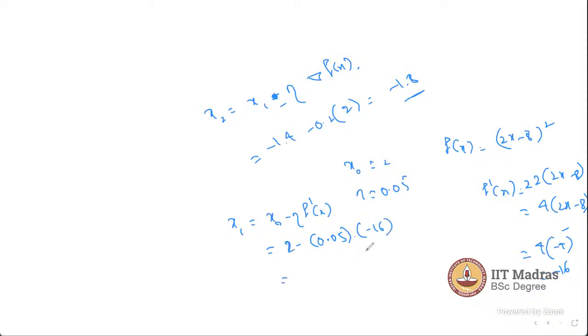What will this be? 16 into 0.05 is 0.8, right? So this will be equal to 2.8. And I'm pretty sure f of x1 will be greater than 0.1. So let's go for x2.